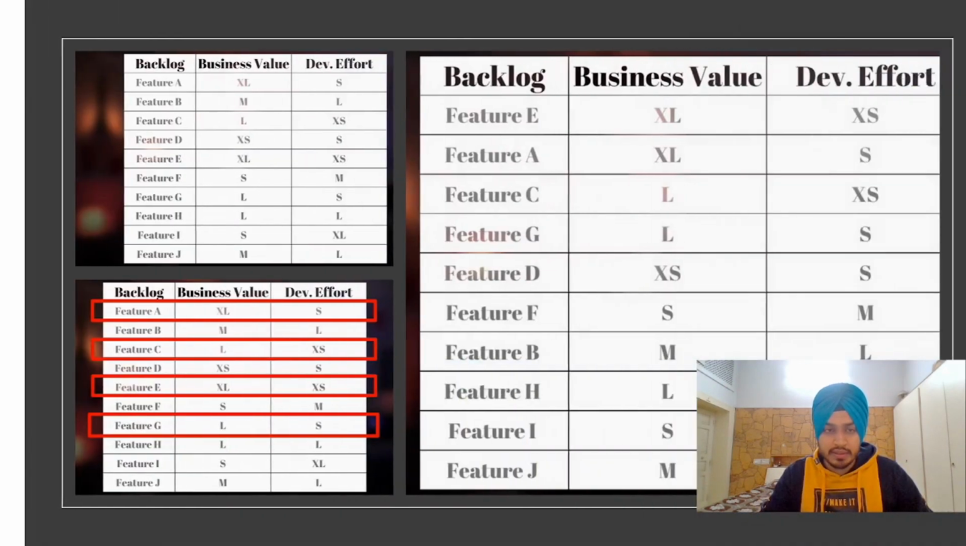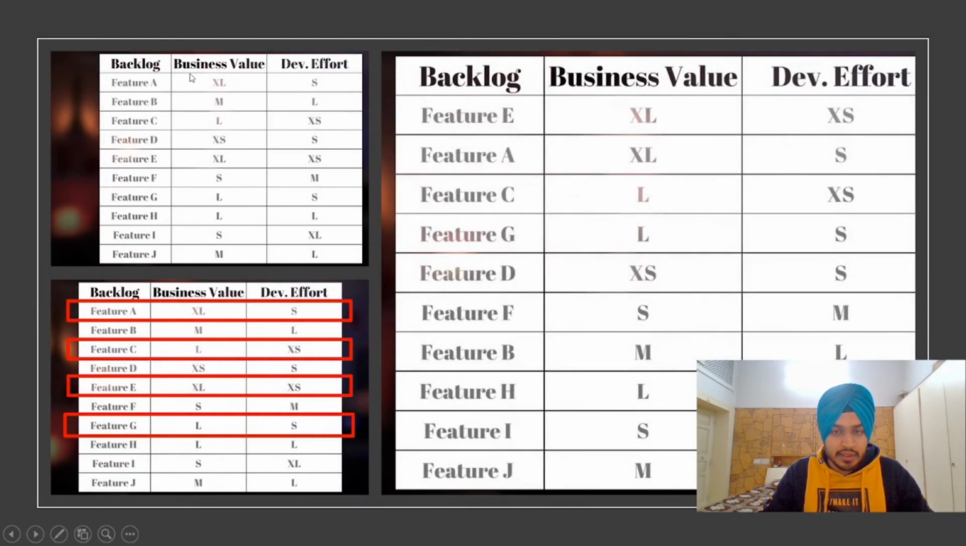Let's see the t-shirt size method. In the t-shirt size method, as we can look, there are two criteria that we are using. First is business value, second is development effort. For feature A, let's suppose the business value, if we complete that feature, would be XL. Instead of taking numbers, we use t-shirt sizing, meaning if we go into any mall we can see t-shirt sizes of extra small, small, medium, large, extra large.